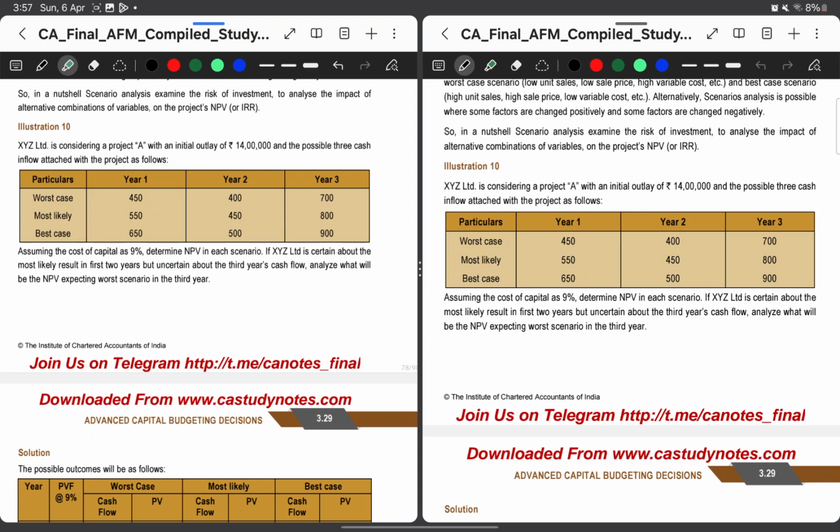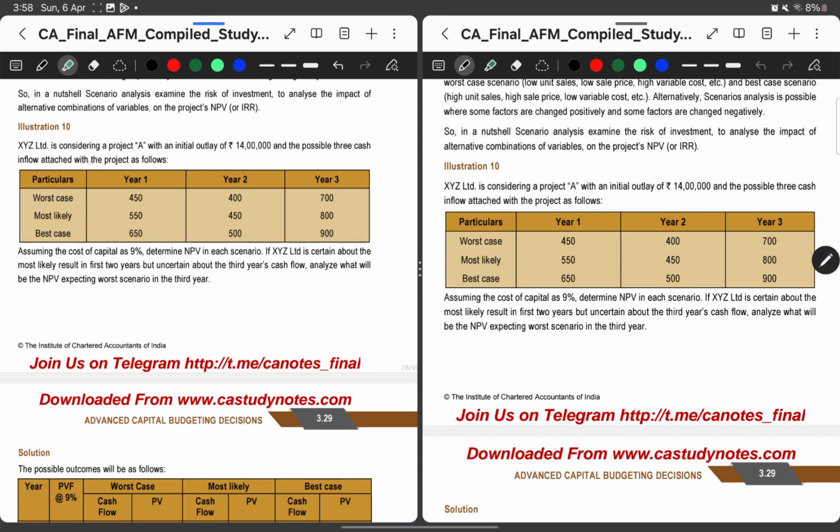Going with the question, the requirement is to calculate NPV, and this concept relates to scenario analysis. So what is that? Scenario analysis will consider the worst scenarios to best scenarios, and how the project will reflect. So we'll have worst scenario cash flow and best scenario cash flow, and most likely what will happen. That's what is given in this question.